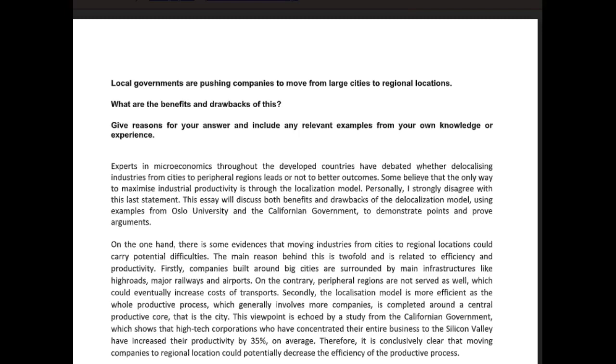Okay. Experts in microeconomics throughout the developed countries have debated whether delocalizing industries from cities to peripheral regions leads to better outcomes or not. That's where the or not should go. Some believe that the only way to maximize industrial productivity is through the localization model. Personally, I strongly disagree with this last statement. This essay will discuss both benefits and drawbacks of the delocalization model using examples from Oslo University and the California government to demonstrate points and prove arguments. Okay, fine.